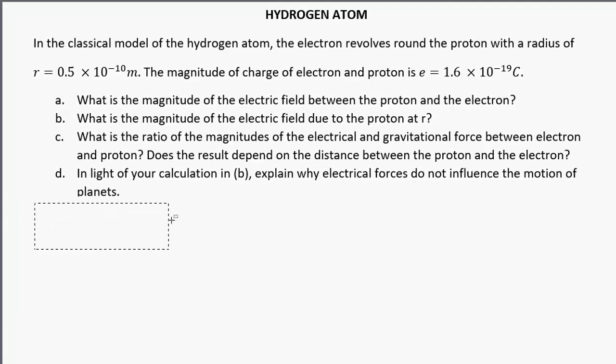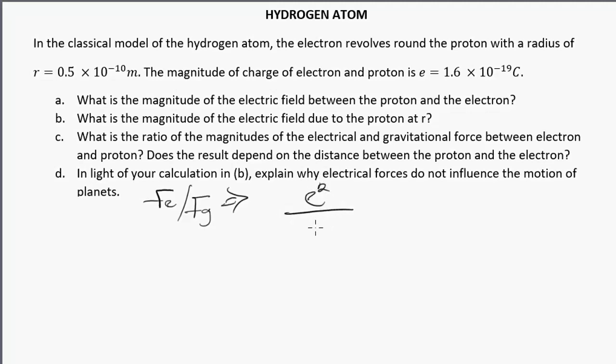The third question says, what is the ratio of the magnitude of the electrical and gravitational force between the electrons? First of all, the ratio of the magnitude of the electrical force, that's FE, and the gravitational force, that's FG. It will be, now the electrical force, as we know, is e squared over 4 pi epsilon naught r squared.